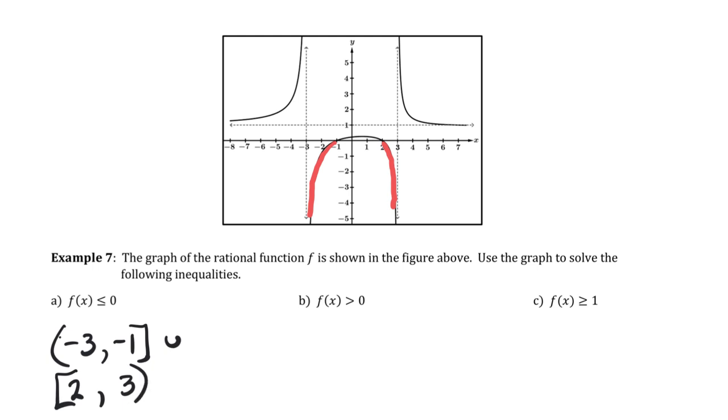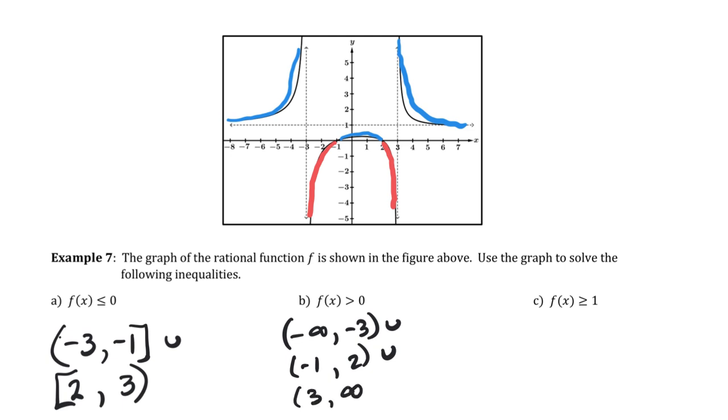Okay? All right, let's move on to the B, where we have to be positive. Well, positive is all of this area, and this little bitty area over there. And there's no or equal to, so we definitely cannot have any brackets. So let's see what we got here. So I'm going from -infinity to -3. I'm going to union that with -1 to 2. I'm going to union that with 3 to infinity.